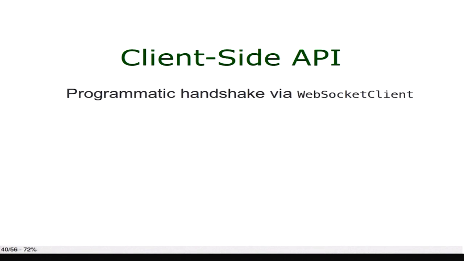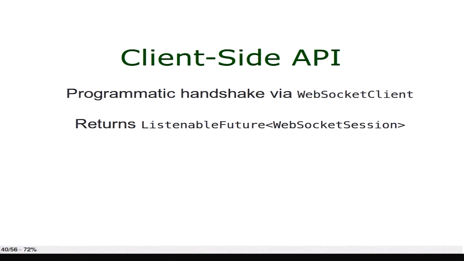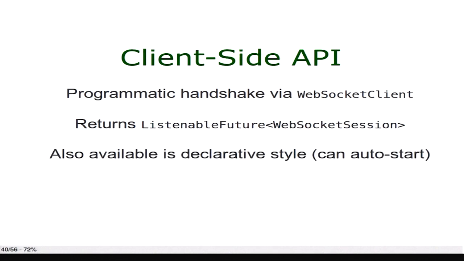What about on the client side? If you want to run something on the client side, we have a programmatic handshake possible through WebSocketClient, which returns a ListenableFuture. ListenableFuture is actually a new type which is available in the core Spring Framework. It's used from the AsyncRestTemplate that some of you may have seen that we now have. It basically gives you access to a WebSocket session in future style, callback style.